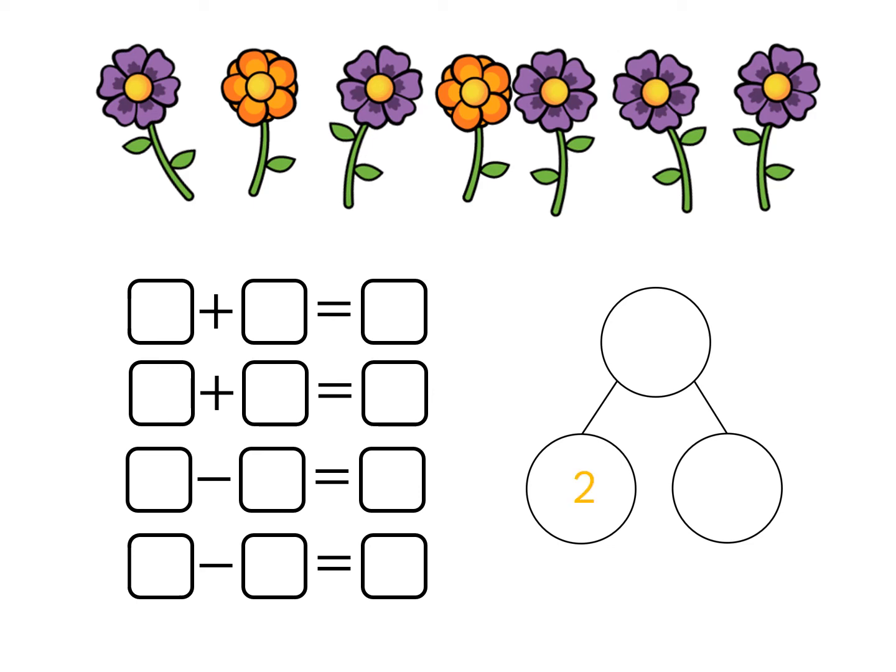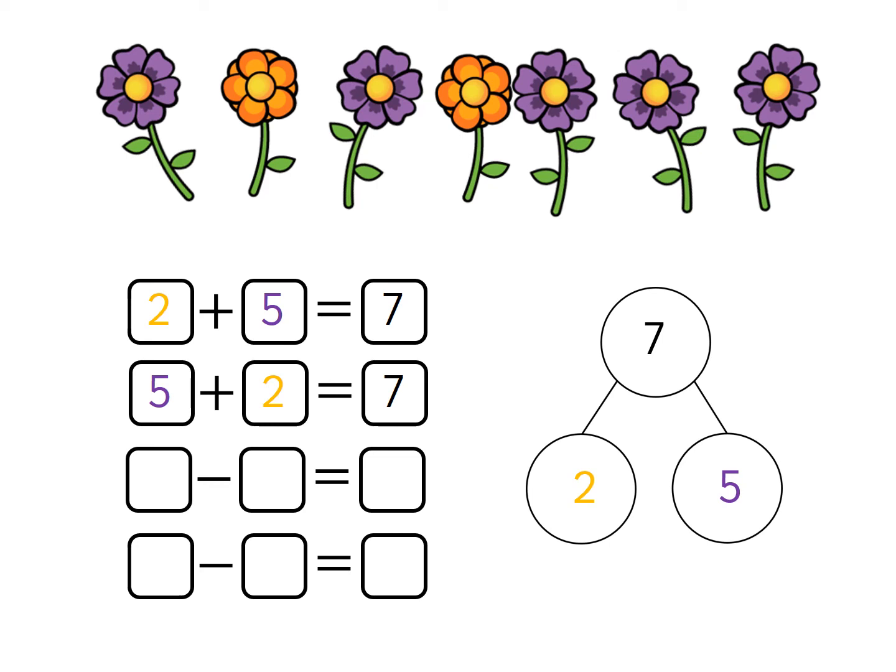So we've got 2 orange, that's our first part. And we can put that in our number sentence as well. We've got 5 purple, that is our second part. And all together our whole number is 7. So 2 add 5 equals 7. Say that with me. 2 add 5 equals 7. Well done. And then we can do it again. And instead we could start with 5 as our part. 5 add 2 equals 7. And I've just switched those parts around.